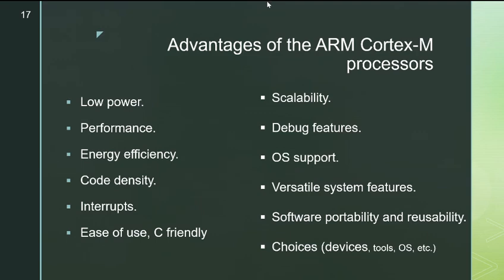So these are the advantages of ARM Cortex M processor: low power, high performance, energy efficiency, core density. It can handle many interrupts, ease of use, it is C friendly, scalability, it has debug features, it supports many OS, that is operating systems, versatile system features, it provides software portability and reusability. It has various choices for devices, interfaces, tools, operating systems.